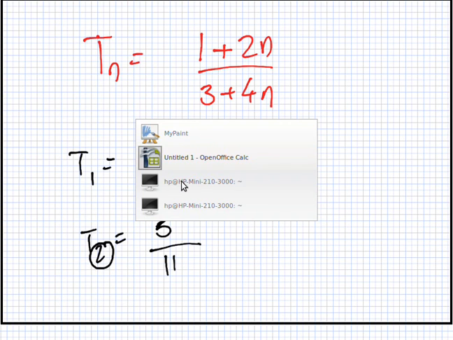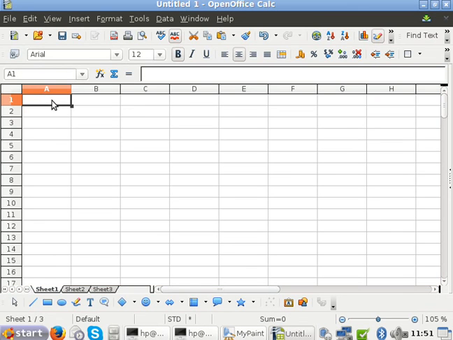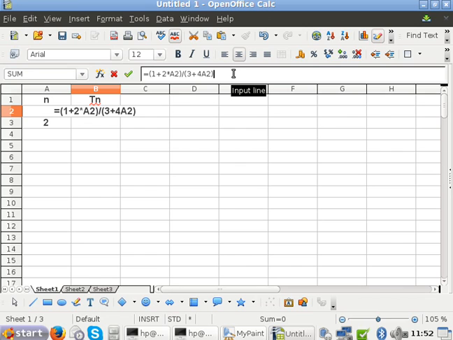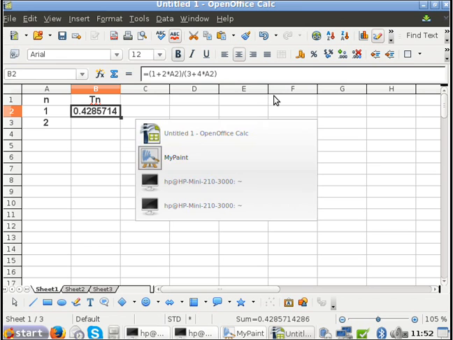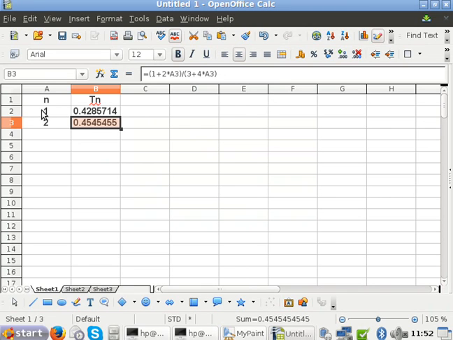Okay. Now, let me go to my program here. Here is n, and here is Tn. Tn is 1 plus 2n over 3 plus 4n. So what did you say the first term was, Amanda? 3 over 7. And what did you say the second term was, Grace? 5 over 11, wasn't it? There's 5 over 11. So what's the limit?